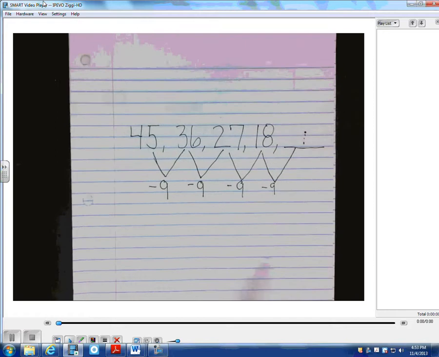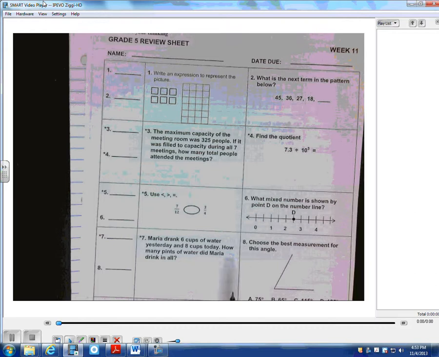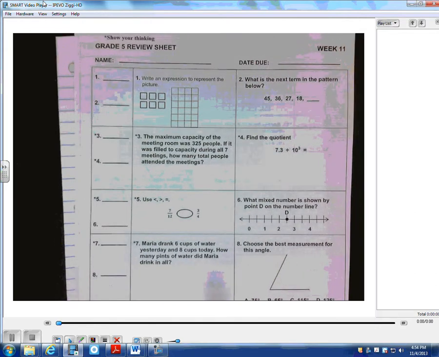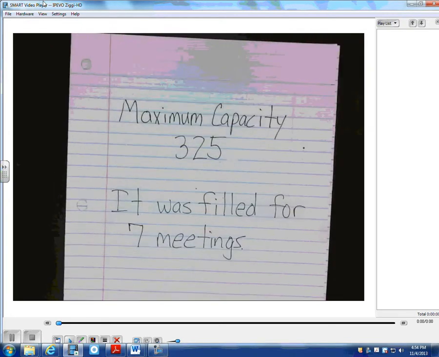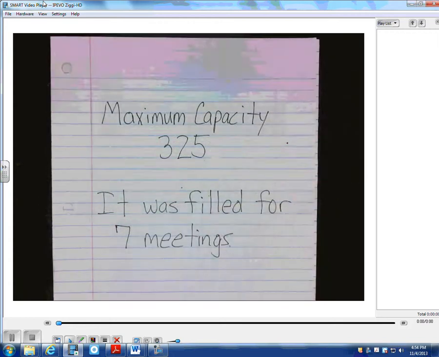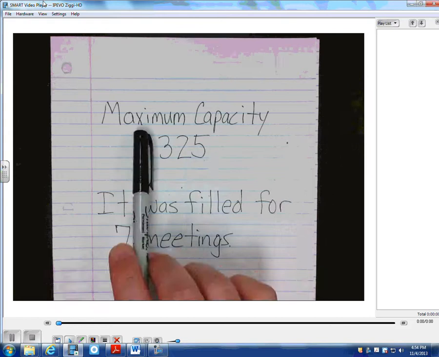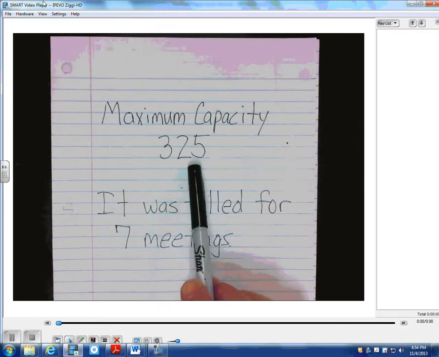All right, number 3. It says the maximum capacity of the meeting room was 325 people. If it was filled to capacity during all 7 meetings, how many total people attended the meetings? So, let's look at this. I know the maximum capacity is 325 people. Maximum means that's the most that can get in the room. So the most that can get in the room is 325 people.